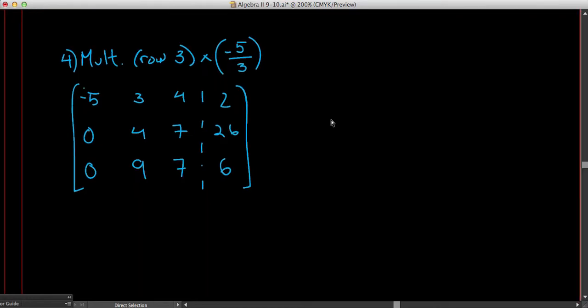All right, so now we can move on. If I swap row 2 with row 3, I'll be left with our fifth operation, swap row 2 with row 3.